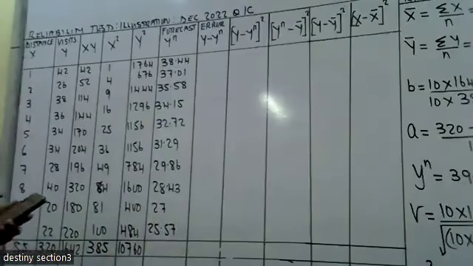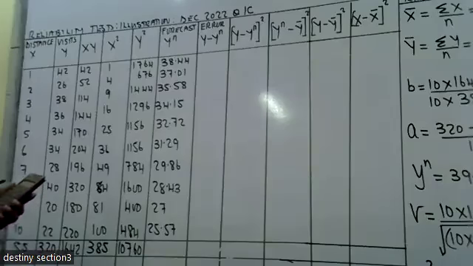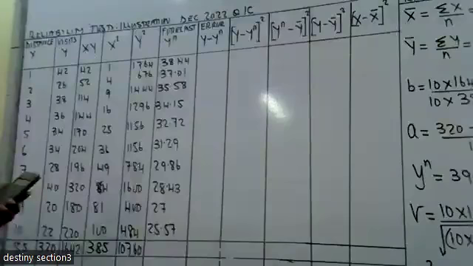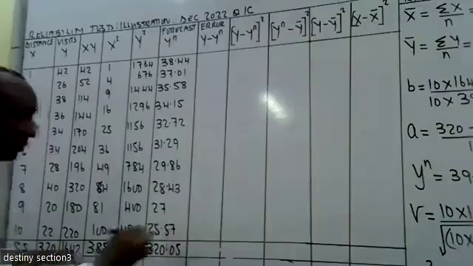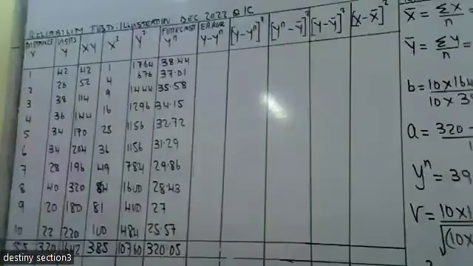Quickly add those values. So plus 27 plus 28.43 plus 29.86 plus 31.29 plus 32.72 plus 34.15 plus 35.58 plus 37.01 plus 38.44. I'm getting 320.05. Perfect, eh? Let's go to the error.